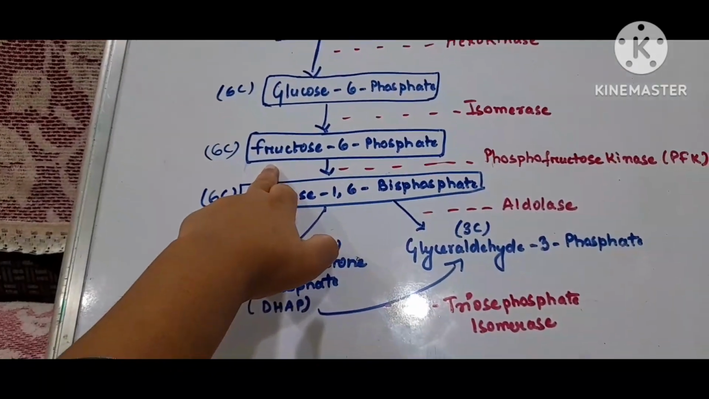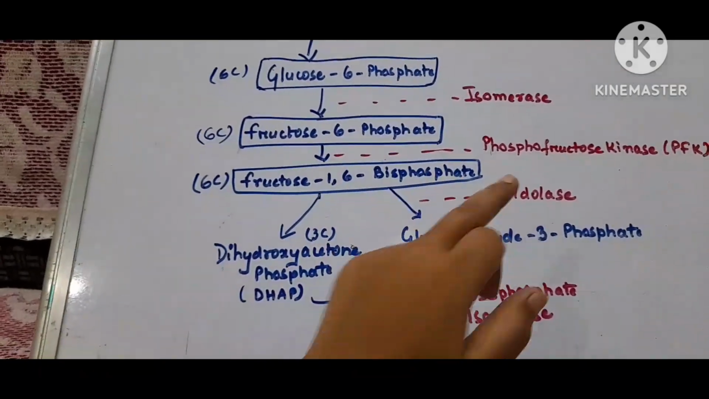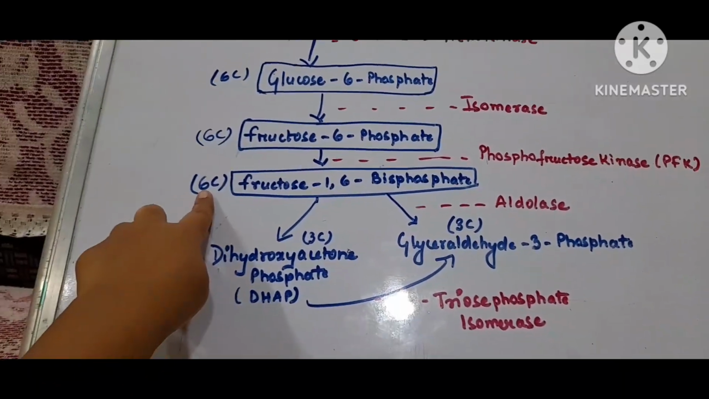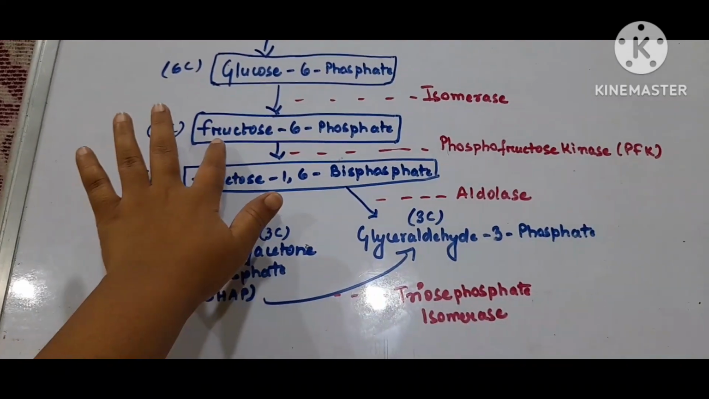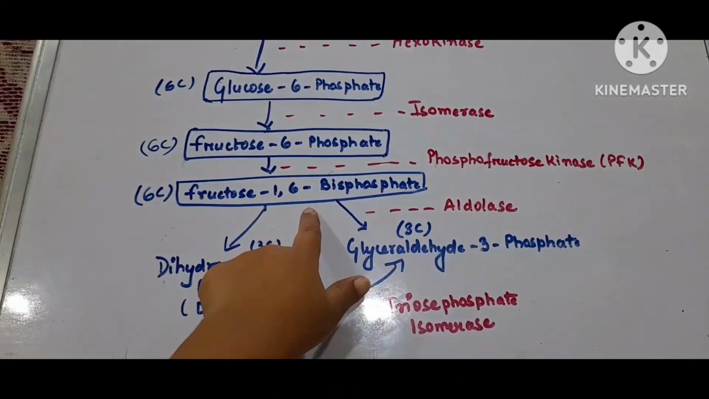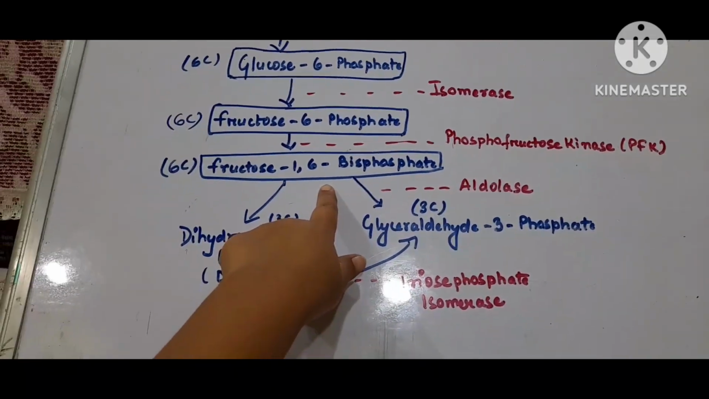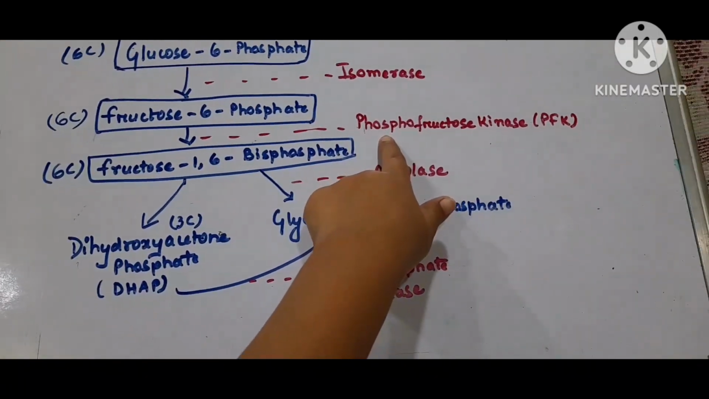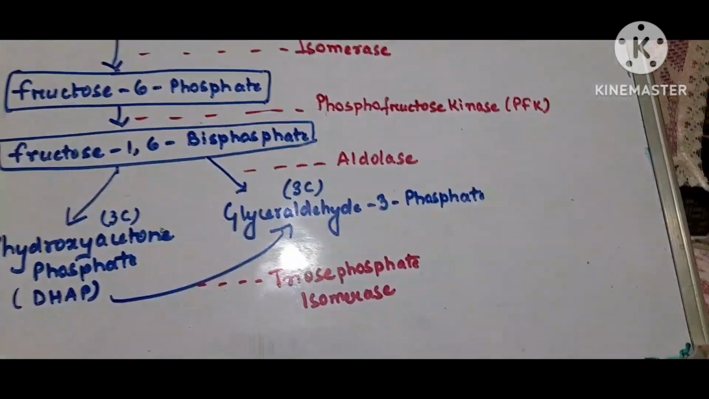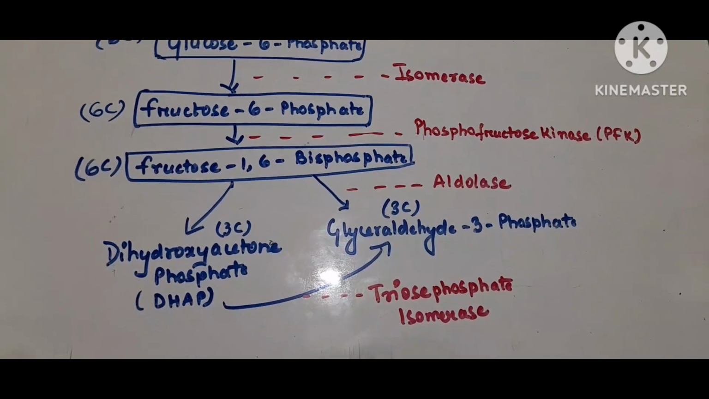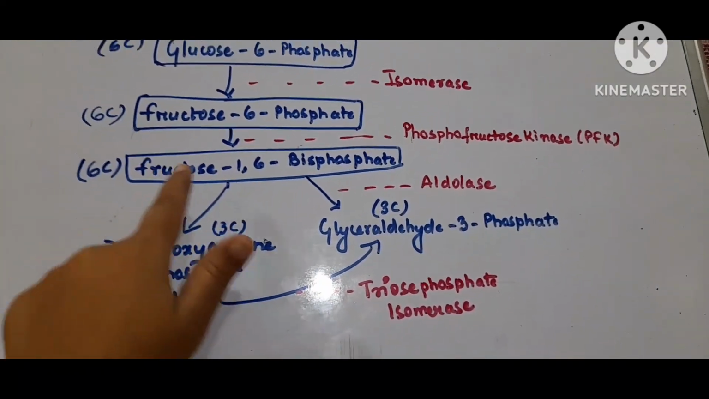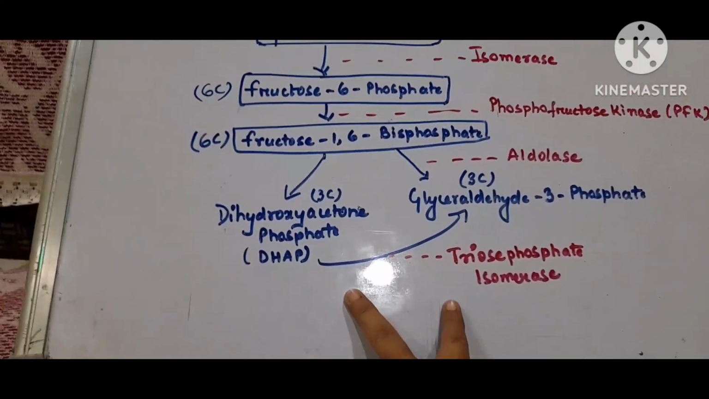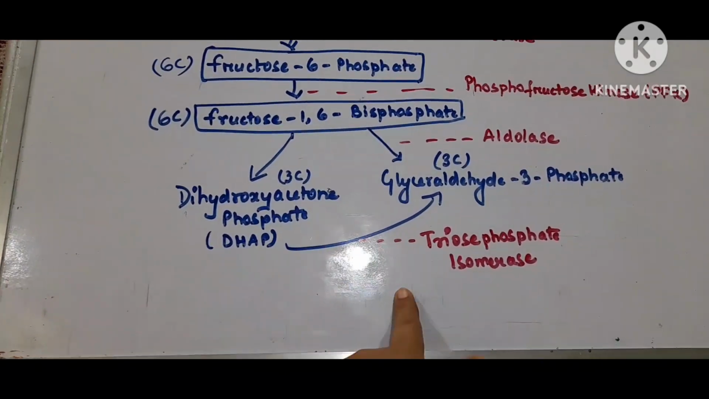Fructose 6-phosphate will convert into fructose 1,6-bisphosphate. This is also a 6-carbon compound, and the enzyme required for the conversion of fructose 6-phosphate to fructose 1,6-bisphosphate is called phosphofructokinase, also called PFK. Then fructose 1,6-bisphosphate, as it is a 6-carbon molecule, divides into 2 compounds, each having 3 carbons.